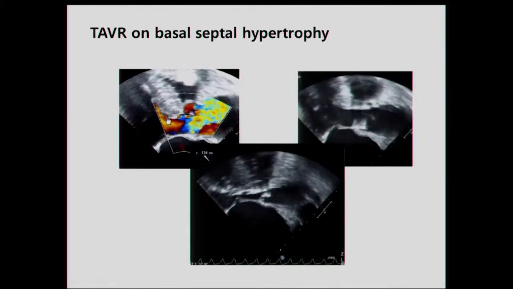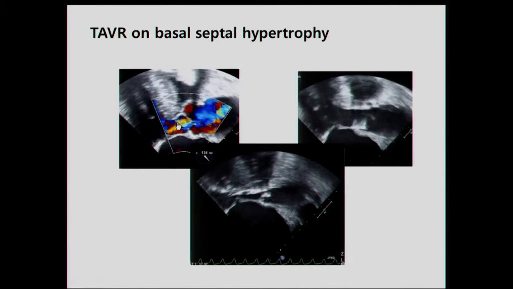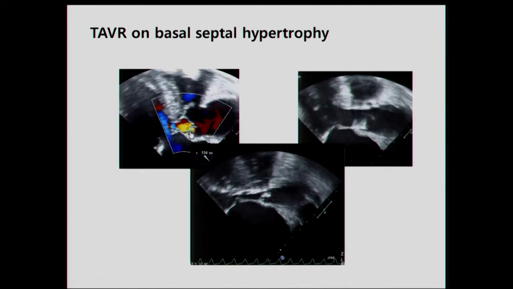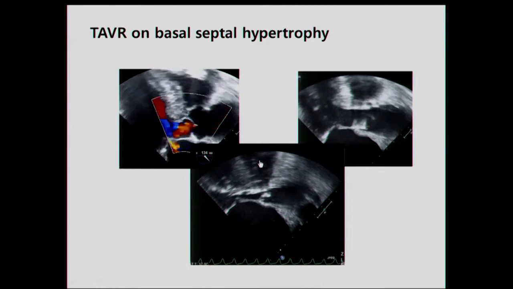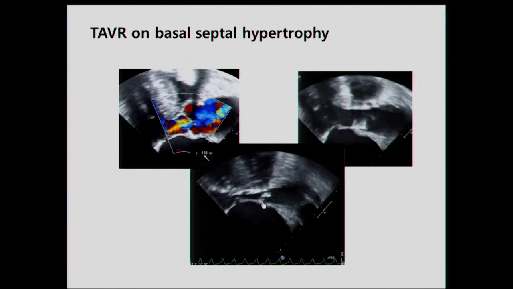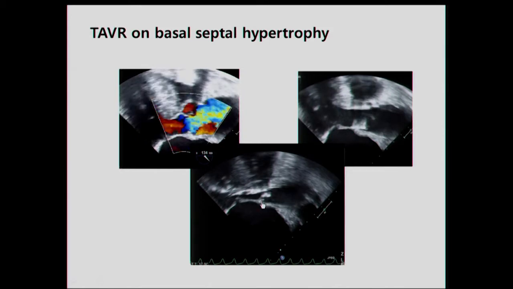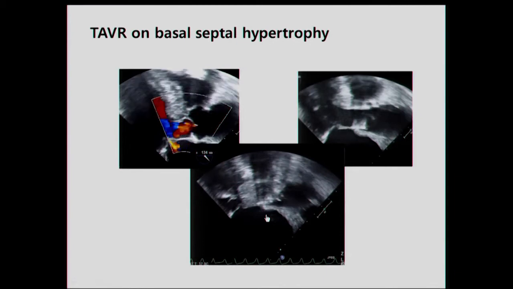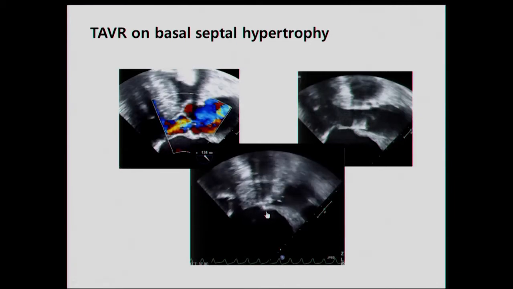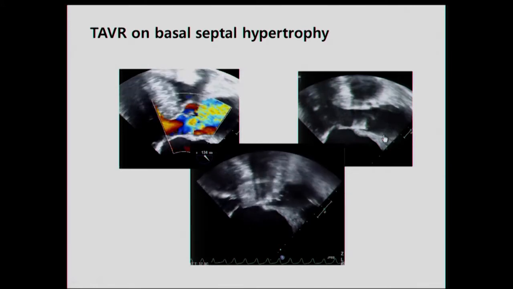Sometimes sigmoid-shaped basal septal hypertrophy can make it difficult to determine the stent deployment position. In this case, we could keep watching if the stent moves or not during deployment. Fortunately, the stent was well positioned without significant movement.